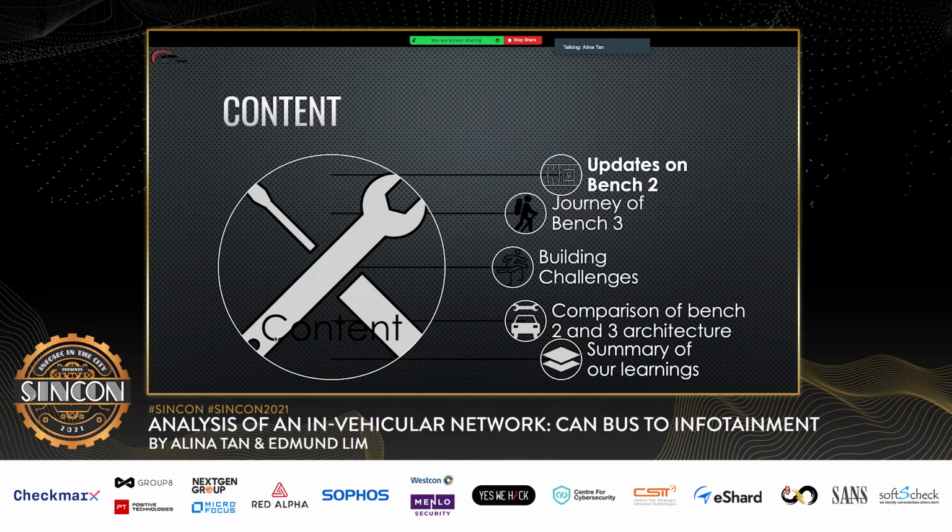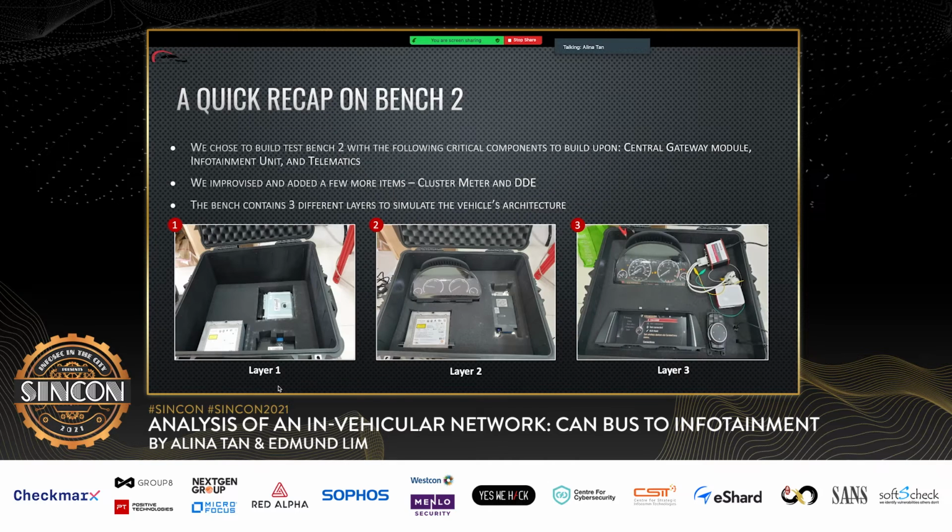Let's get started on the updates of Bench 2. A quick recap on Bench 2 is that we chose to build Test Bench 2 with a couple of critical components. As we cannot afford the whole car, we purchased the central gateway module, the infotainment unit, and the telematics. We further improvised and added a few more items, the cluster meter and the DDE.